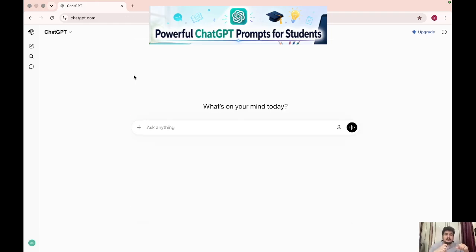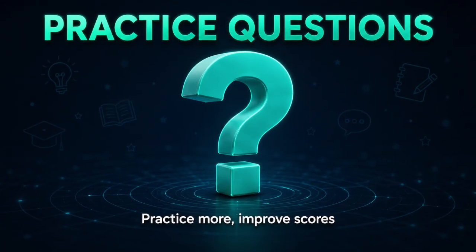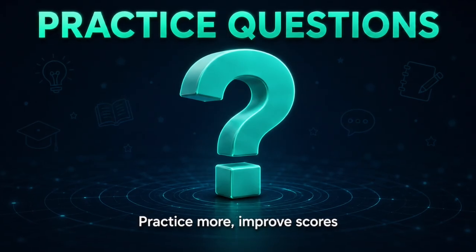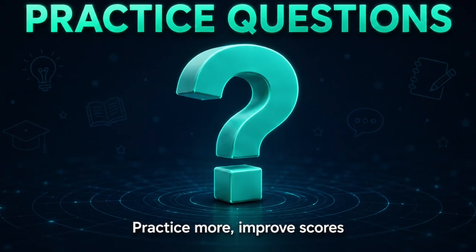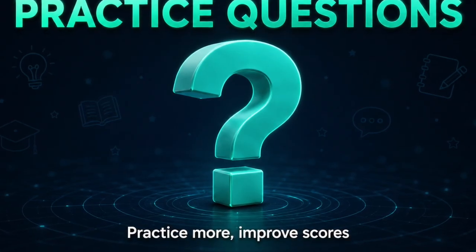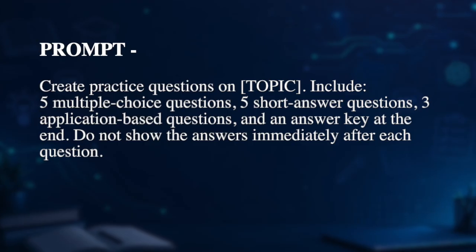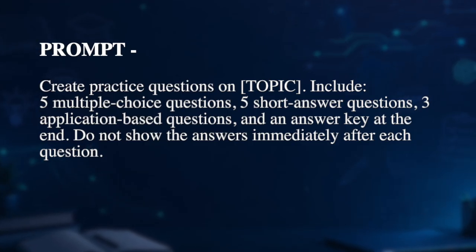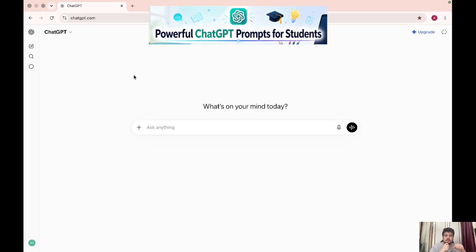Now moving ahead, the fourth prompt is practice like an exam. The fourth prompt is for practice questions. Reading is not enough. Students need active recall. That means testing yourself before the actual exam. ChatGPT can create practice questions from any topic. So for example, here is the prompt. Create practice questions on this topic. Include 5 multiple choice questions, 5 short answer questions, 3 application based questions, and an answer key at the end. Do not show the answers immediately after each question. So let's run this prompt and see how ChatGPT responds.